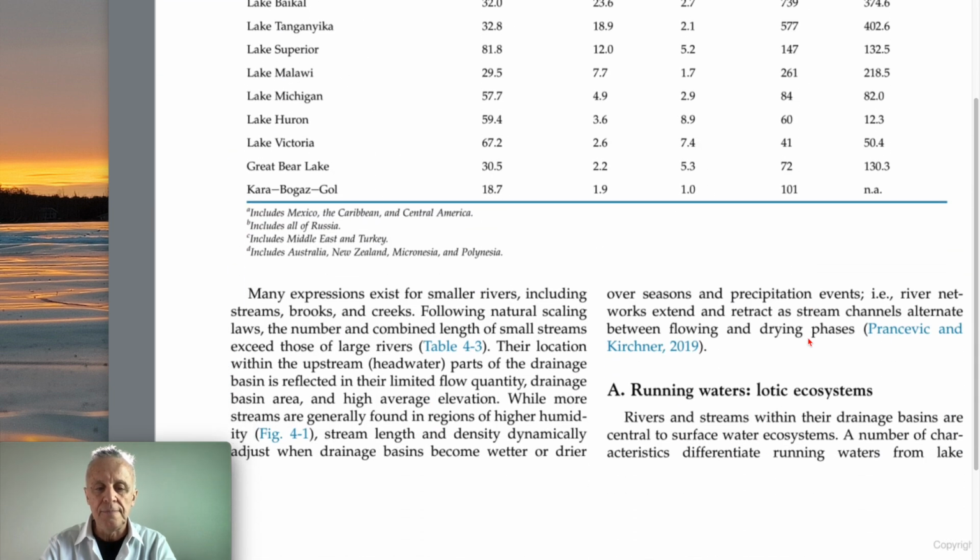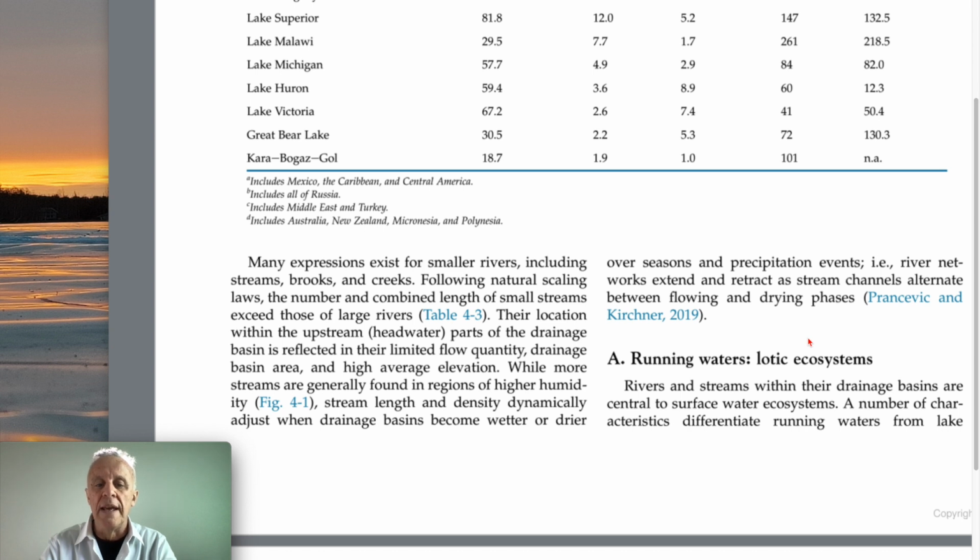Affected by diverse hydrologic and geomorphologic influences, the world's rivers display varied physical, chemical, and biological characteristics. Many expressions exist for smaller rivers, including streams, brooks, and creeks. Following natural scaling laws, the number and combined length of small streams exceed those of large rivers. Their location within the upstream headwater parts of the drainage basin is reflected in their limited flow quantity, drainage basin area, and high average elevation.